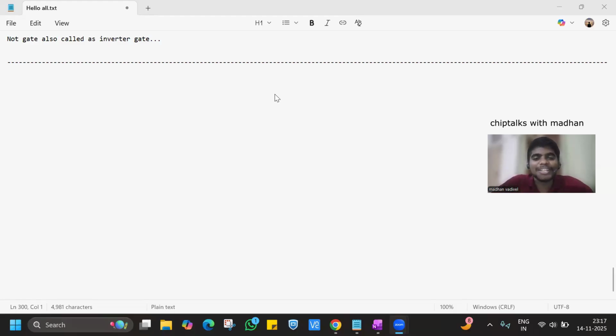Today we are going to see NAND gate operation and its truth table. Before that, we had seen some of the gates like AND gate, OR gate, and NOT gate. We are going to see NAND gate operations.